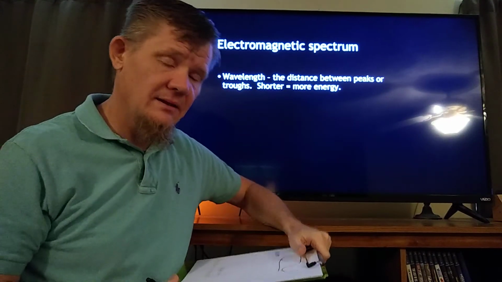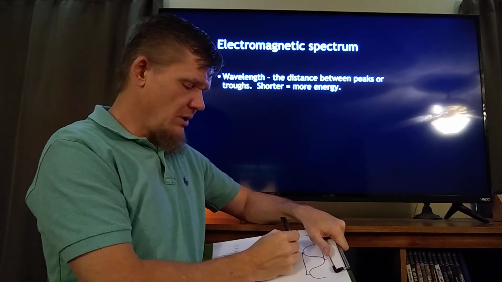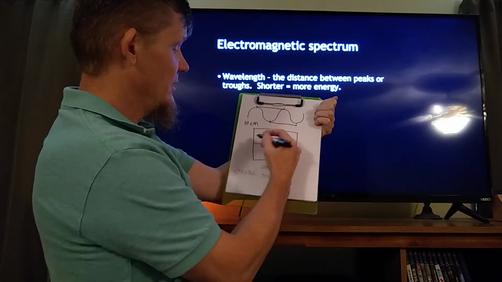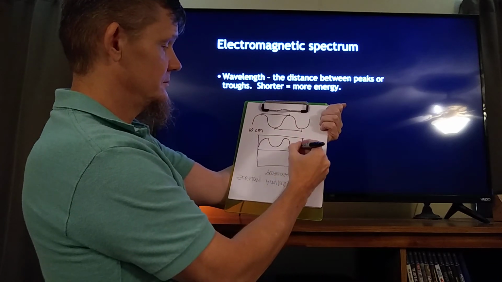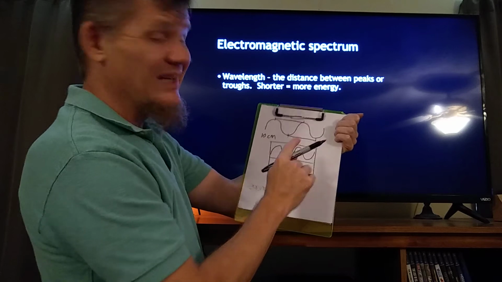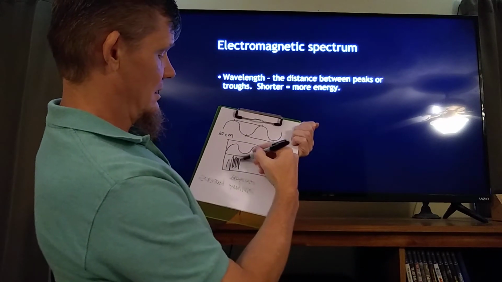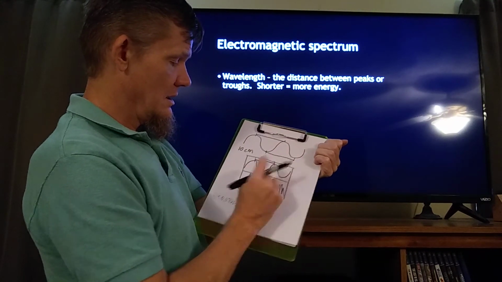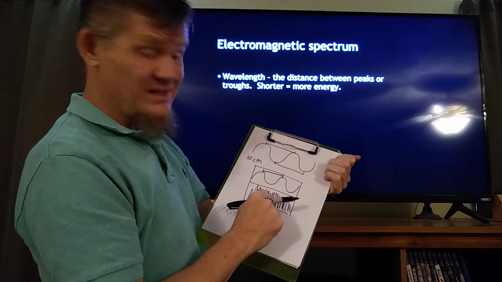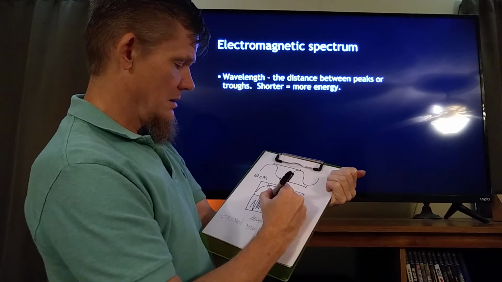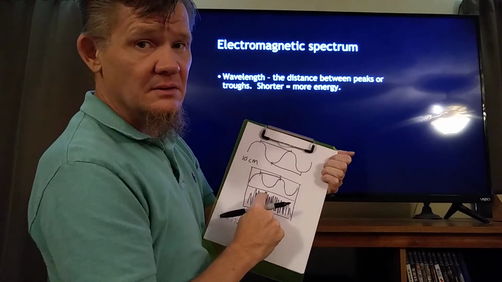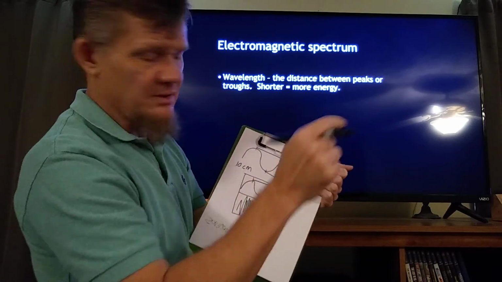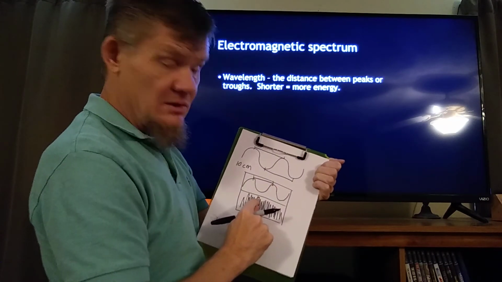The shorter the wavelength, the more energy in it. So let me draw 2 waves. Here's my first wave, which has a relatively long wavelength. Here's my second wave. This wave has a length of about 15 centimeters. What is the length of this wave? About 2 millimeters. 15 centimeters is 150 millimeters. So a 150 millimeter wavelength versus a 2 millimeter wavelength.